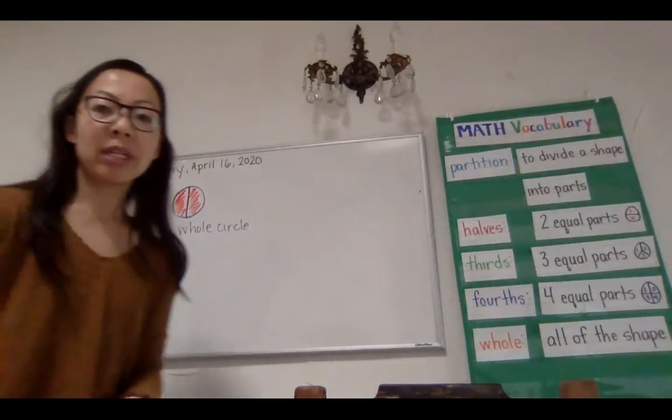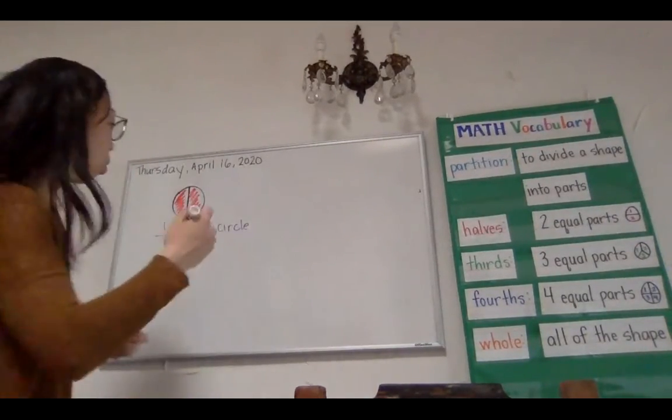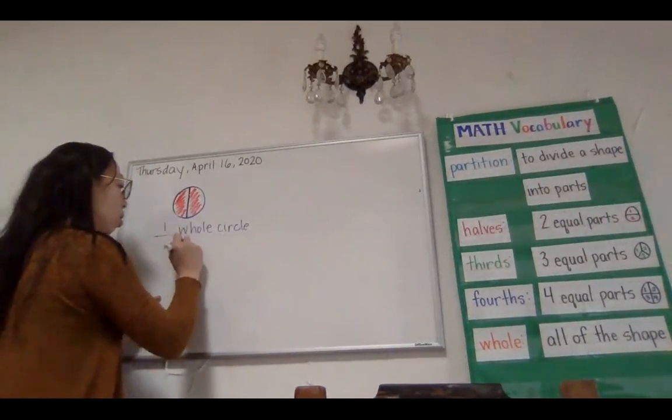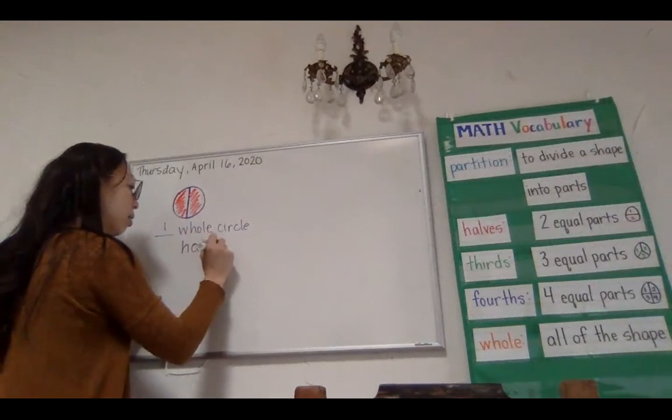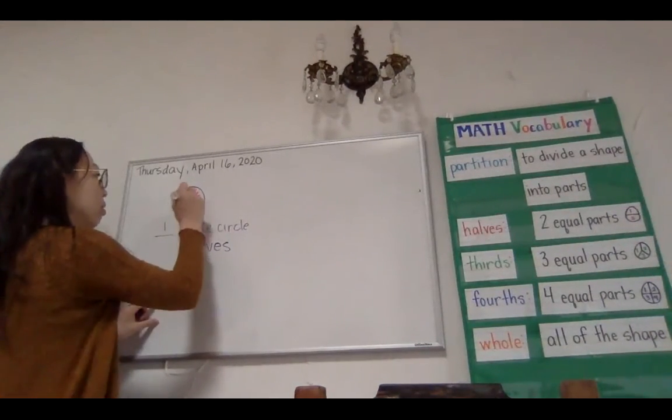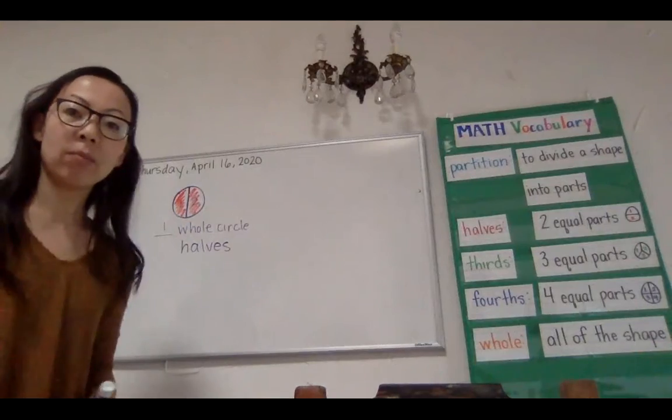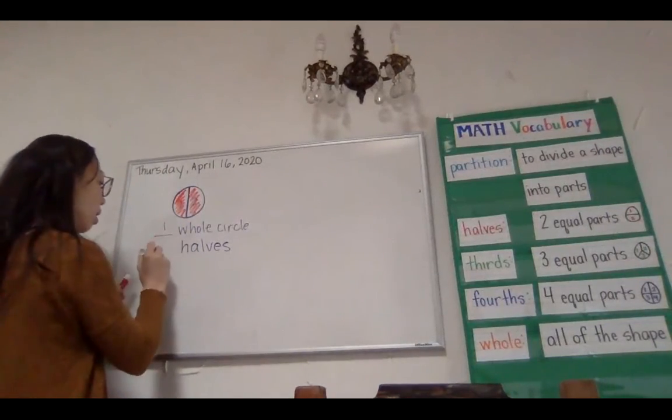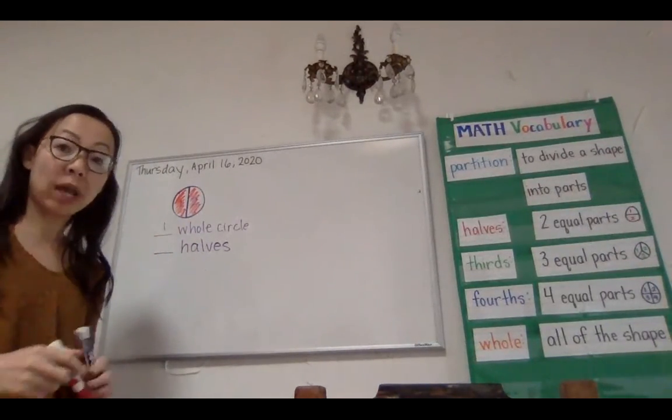Now, how many halves made our whole now? So there are how many halves? Well, remember there's still 2 of them. We shaded both of them in, so that means I have 2 halves in 1 whole.